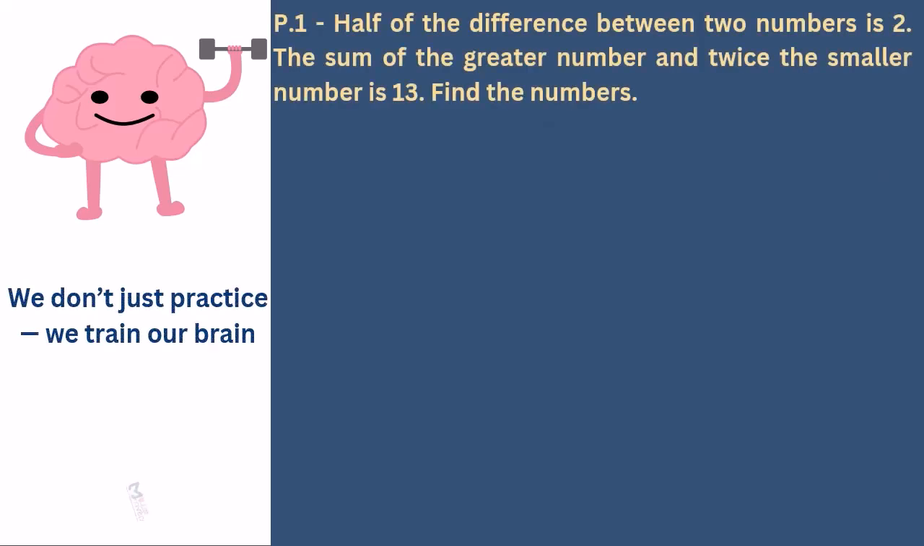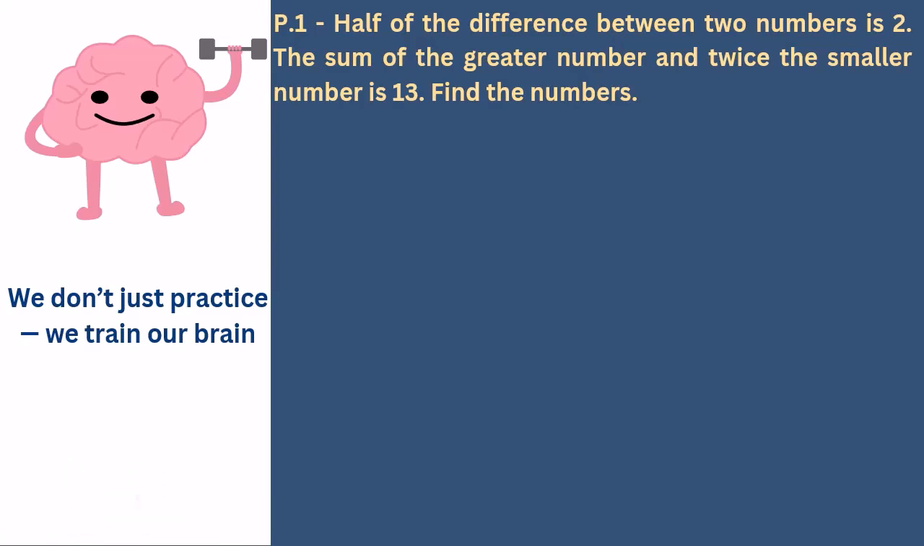Alright Math Marvels, here's your next question. Let's apply the S.C.A.N method again. Problem 1. Half of the difference between two numbers is 2. The sum of the greater number and twice the smaller number is 13. Find the numbers. Let's crack it with the S.C.A.N method.